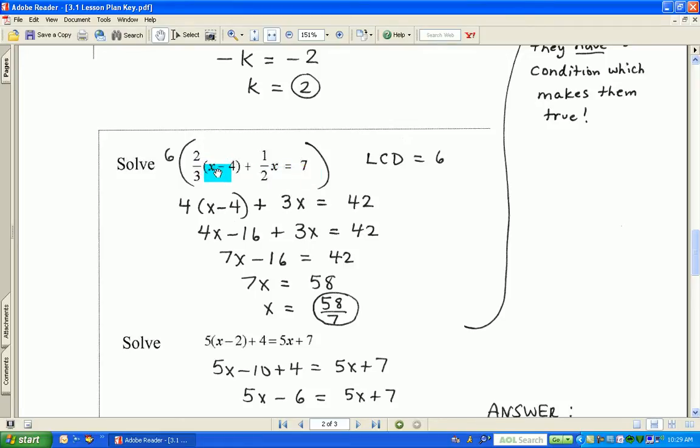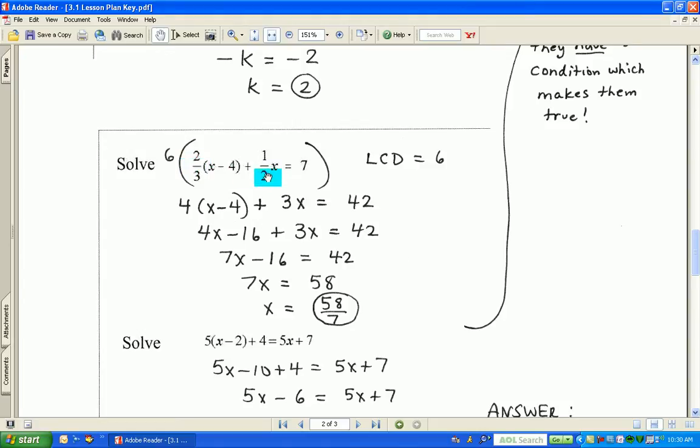So when I multiply this first term by 6, what happens? The 3 cancels into the 6 twice. 2 times 2 is 4, and I then distribute the 4. 4 times x minus 4 produces 4x minus 16. Sometimes students say, well, why didn't you multiply 6 by what was in here? Technically, since it was 1 term, by multiplying it in front, we've taken care of that whole term.